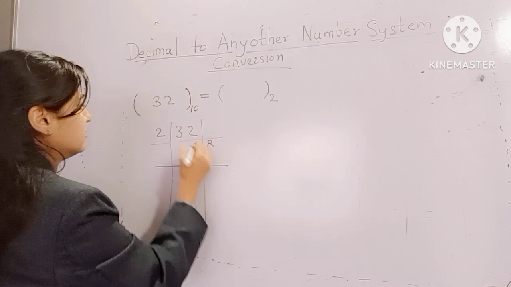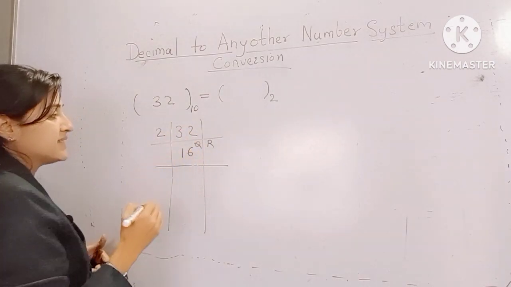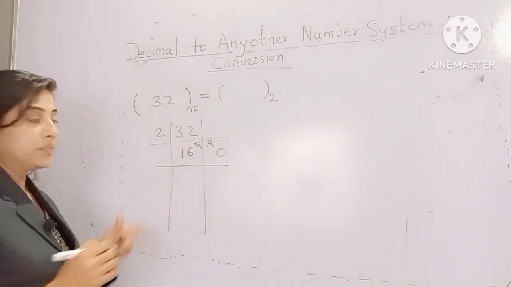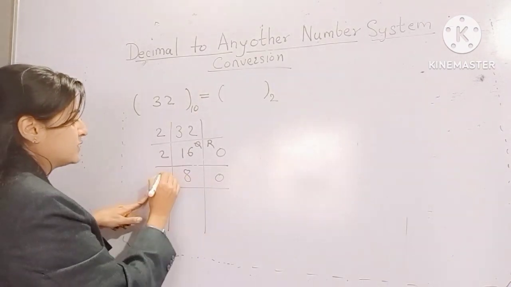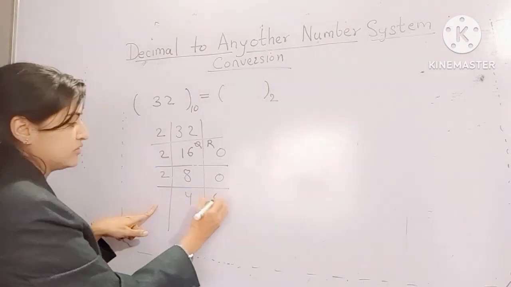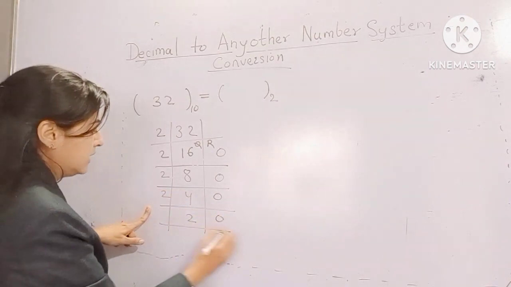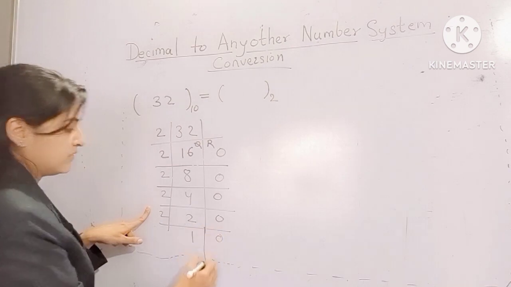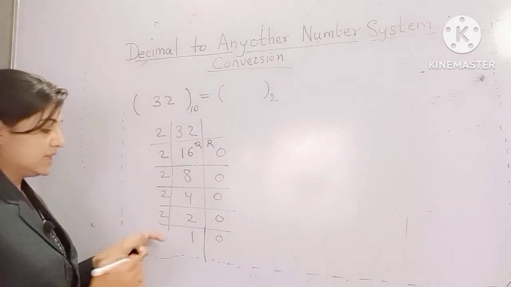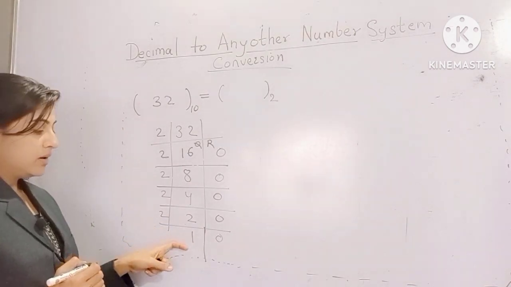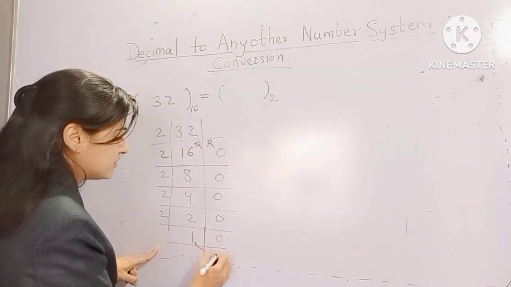I have covered this part in my decimal to binary number system video. So if I divide 32 by 2, I will get quotient 16, remainder 0. Then 2 8s are 16, again remainder 0. 2 4s are 8, quotient will be 4, remainder 0. 2 2s are 4, remainder 0. 2 1s are 2, remainder 0. We have to keep on dividing until we get the quotient 1, because 1 cannot be divided by 2. I have to shift this here.